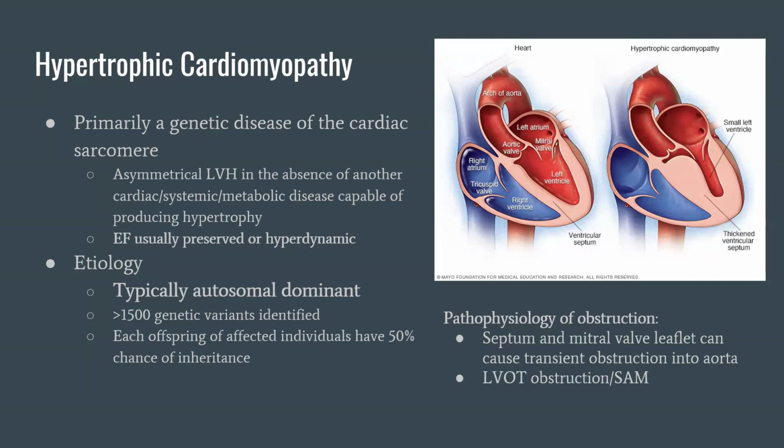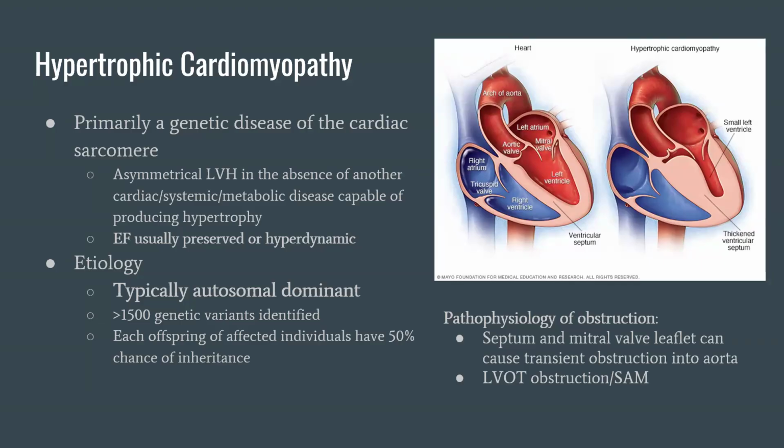So typically this is autosomal dominant. There's a lot of genetic variants that have been identified. And each offspring of someone that has this has a 50% chance of getting it. So we're definitely screening any children or direct relatives when we identify a patient with HOCM.